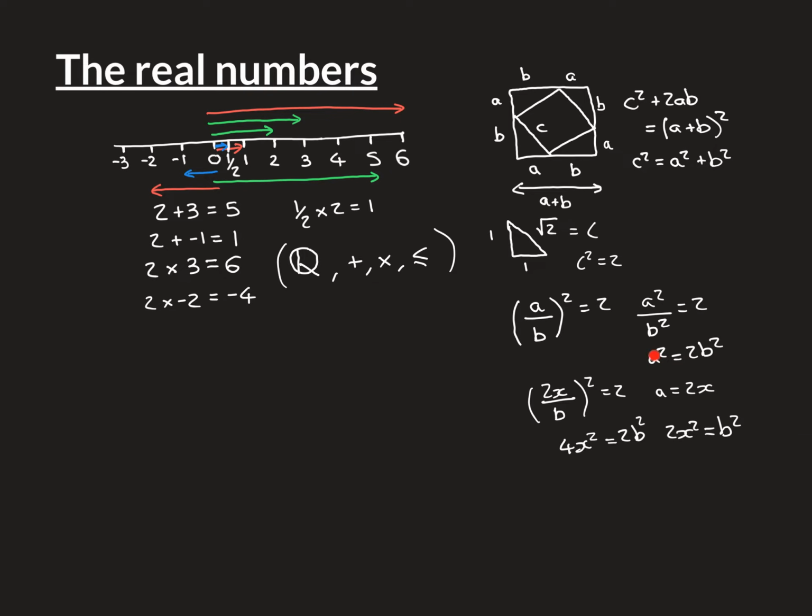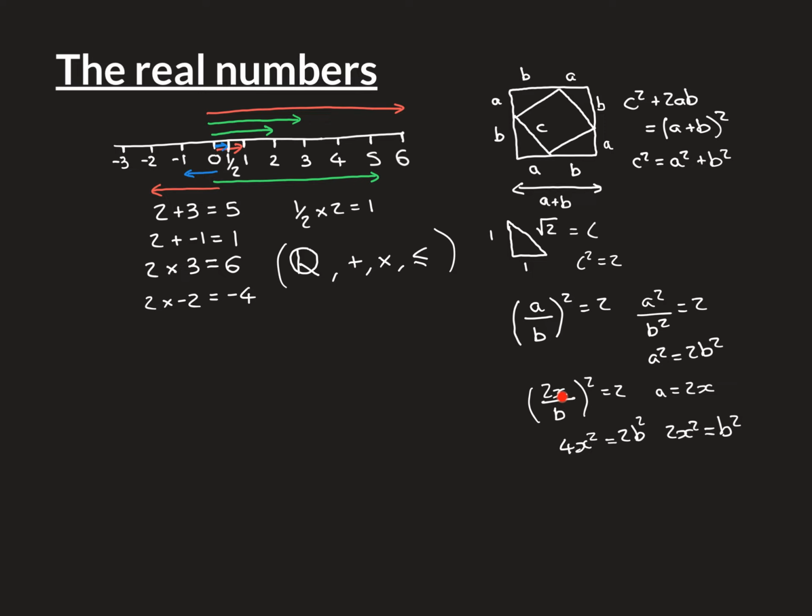Now that in turn implies that a is even, because when you square an odd number, you always end up with another odd number back. When you square an even number, you end up with another even number back. So if you square something and get an even number, it implies that the thing you squared was an even number. So that means that a can be written as 2 times some other number, because it's an even number.